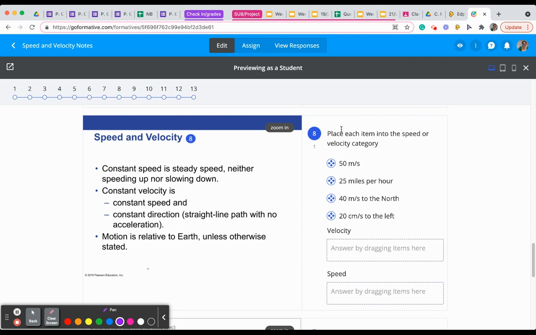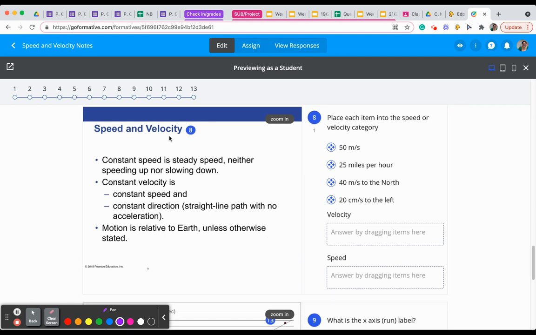Place each item into the speed or velocity category. First, 50 meters per second. Second, 25 miles per hour. Third, 40 meters per second to the north. Fourth, 20 centimeters per second to the left. So 2 of those are speeds and 2 of those are velocities. Look at the definitions and match them. You drag them by clicking on the little compass symbol and dragging them into the boxes that they correspond to. So speed is quantity only, distance per time, and velocity is distance per time plus direction.